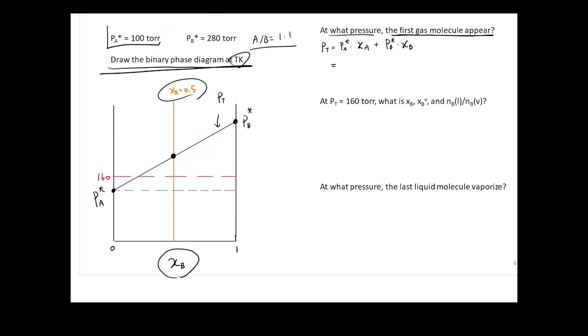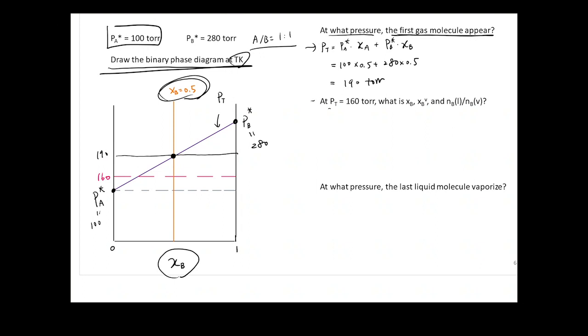So here I tell you the PA star is going to equal 100 torr. PB star equals 280 torr. Mole fraction B is 0.5. Therefore, you can just use Raoult's law to get this answer. So it will equal PA star is 100, mole fraction of A is 0.5, plus 280 times 0.5. You are going to get the P total equal to 190 torr. What it means is, if you lower the P total to 190 torr, you are going to see the first liquid molecule evaporate.